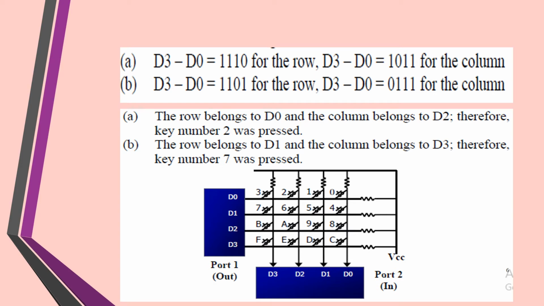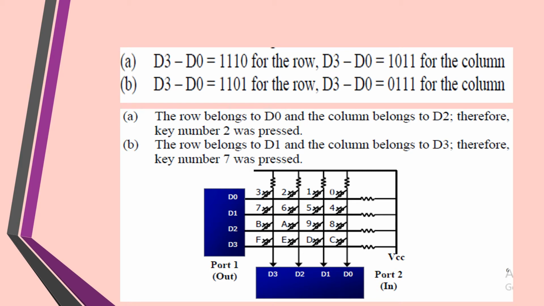Consider example A. The first set, D3 to D0, is 1, 1, 1, 0. So the D0 bit is 0, meaning we first have to go to the row corresponding to D0. Horizontally, there are 4 possible keys: 3, 2, 1 and 0. Out of those, which one is pressed? Now read D3 to D0 to see which column is made 0. It is 1, 0, 1, 1, meaning D2 is made 0. D2 is connected to key number 2, and the row is D0.